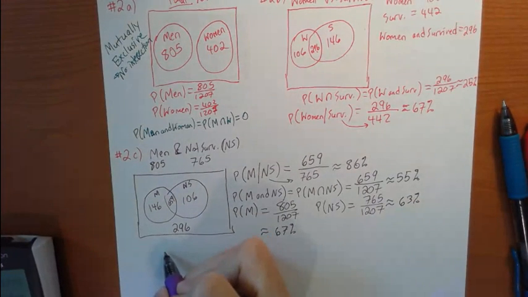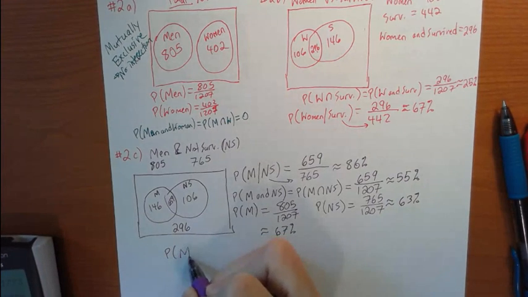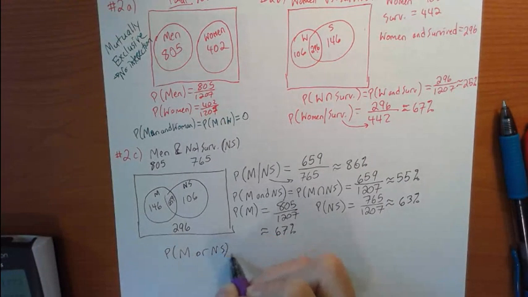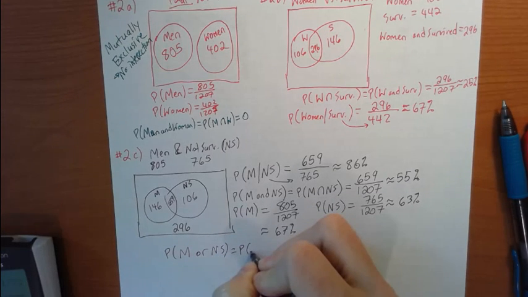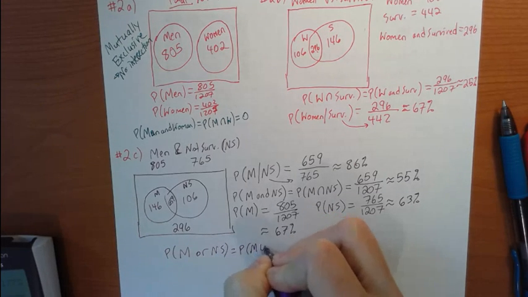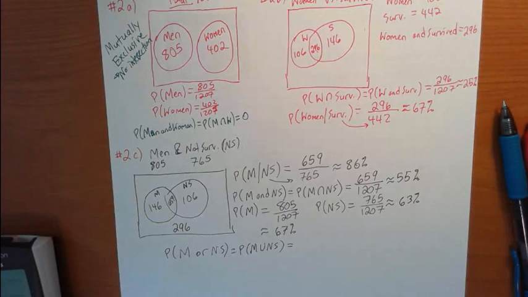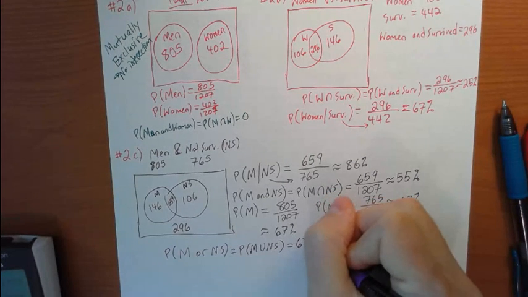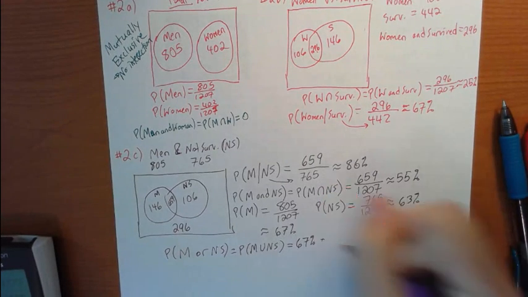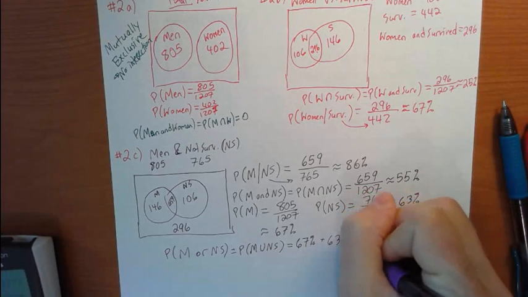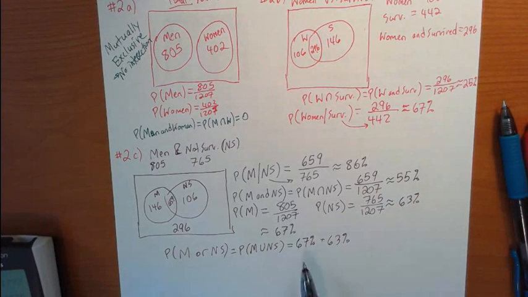So now lastly, if we wanted to find the probability of being a man or not surviving, which is a union, the probability of man union not surviving, we need to find the probability of being a man or not surviving. So what we could start with is, well, we know it's 67% for men, and then we can add that to the 63% probability for not surviving, because whenever you see or, you're pretty much adding. But here we know that we are over 100%.